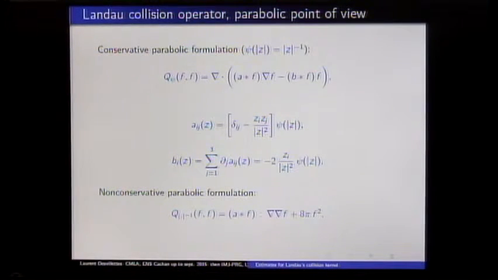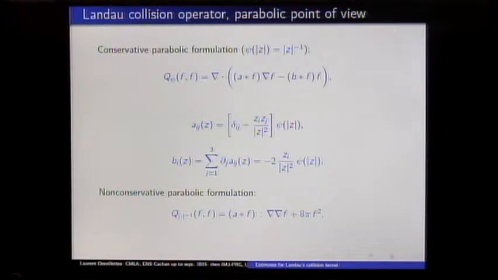So here you have a convolution with A and B. And A is still the projection matrix multiplied by this function psi, which is just 1 over Z. And B here is actually the divergence of this matrix in this sense here. And so you find this minus 2 Z divided by modulus of Z to the square times psi of Z.